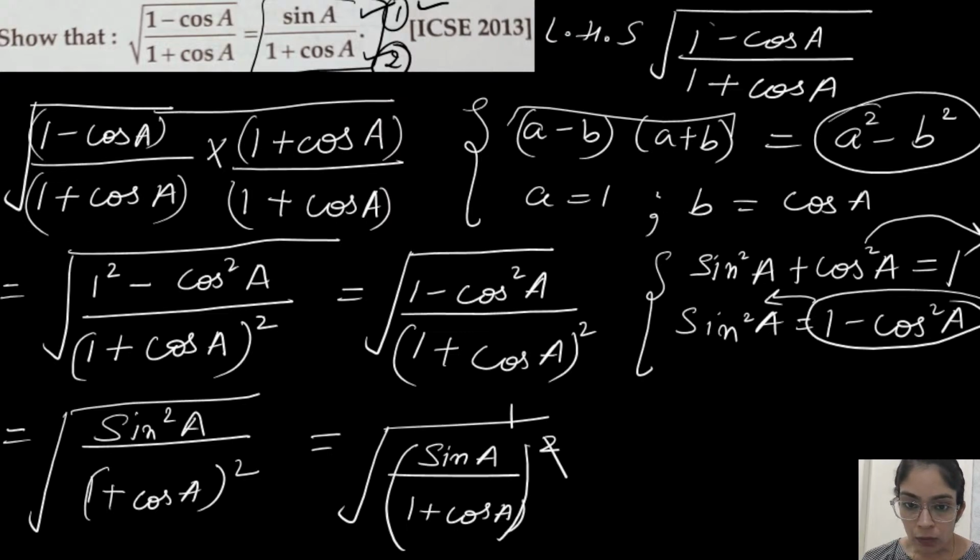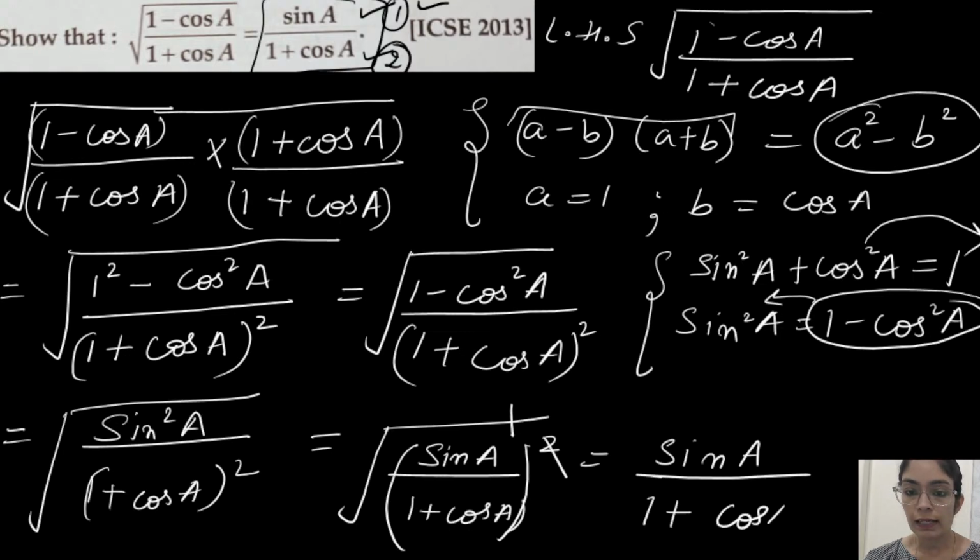So this square and root will get cancelled, because root means power 1 by 2. So that's why square and square root will always get cancelled. So what is left behind? Sine A by 1 plus cos A, which is equal to our right hand side also.